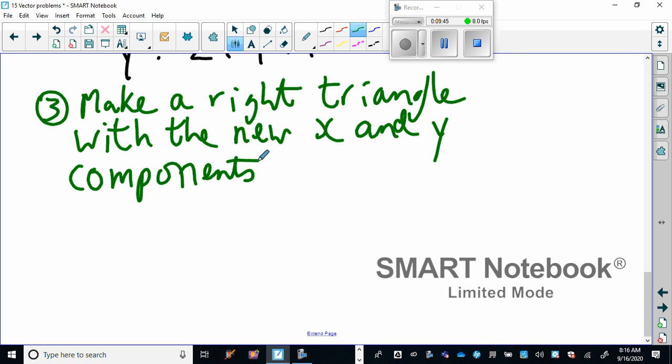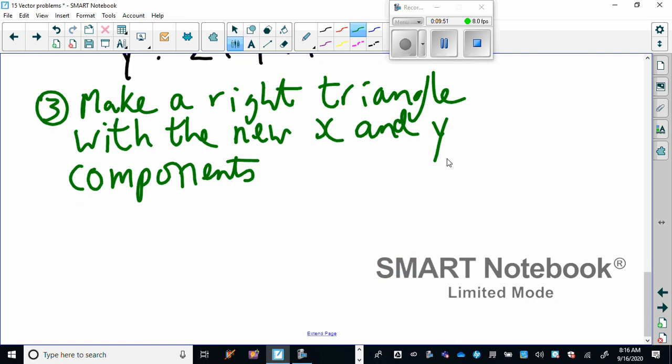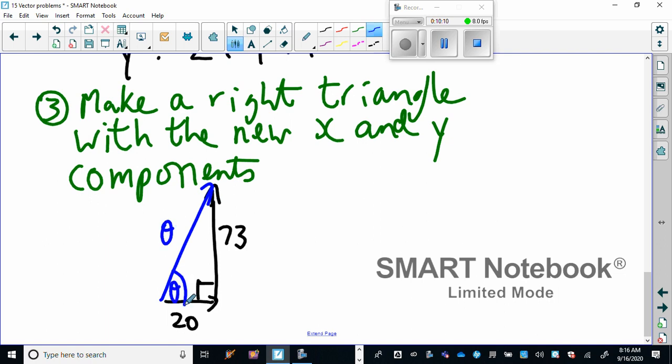So you back into this, 20 east, 73 north. Make a new right-angle triangle. What it's going to look like is 20 to the east, 73 to the north, quite a bit bigger. There's my right angle. There's my resultant, R for resultant, and there's my resultant angle. Make a new right-angle triangle with the new x and y components and solve. Solve the triangle means solve for the resultant vector, its length, and the resultant angle.